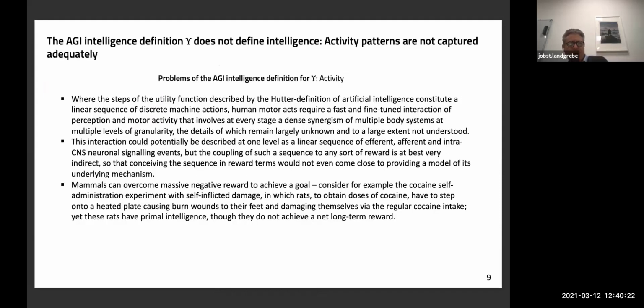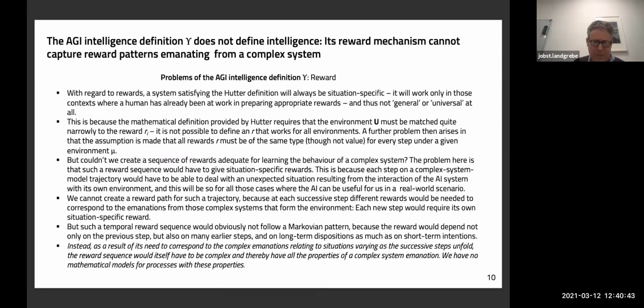The other problem is that activity is also much more complicated, and activity patterns are not captured adequately by the definition, because the reward that is modeled is inadequately shown. And I want to talk a little bit about reward. So the core problem is that there must be a reward at every step in this definition.